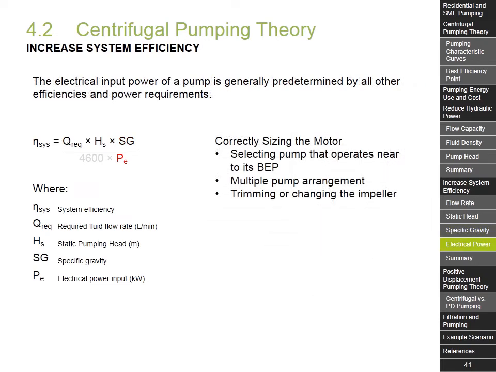The electrical input power of a pump is generally predetermined by all other efficiencies and power requirements. That is to say that the requirements and parameters of the pumping system are determined as a priority, and then a pump size is selected to deliver to that value. However, there are a number of different pumping configurations available to increase the efficiency with which a system will run, including selecting a pump that operates near its BEP, fitting a multiple speed pump or pump with multiple or lower speed arrangements, and trimming or changing the impeller.